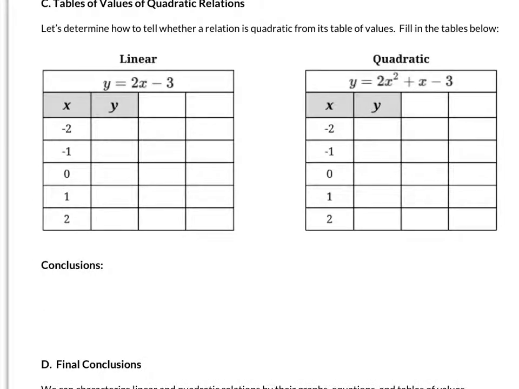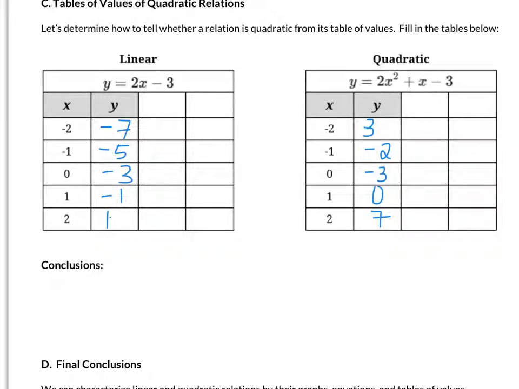All right, so when filling in the numbers, you literally just have to plug in the x value and then calculate. So -2 times 2 is -4, minus 3 is -7, and then you would just keep going from there. You do the same exact thing for the quadratic as well. You just plug in the value and calculate.